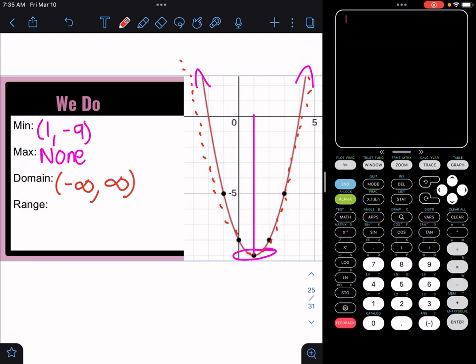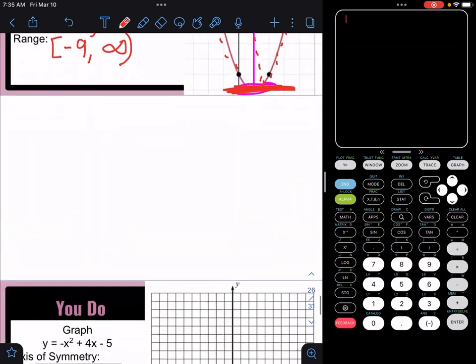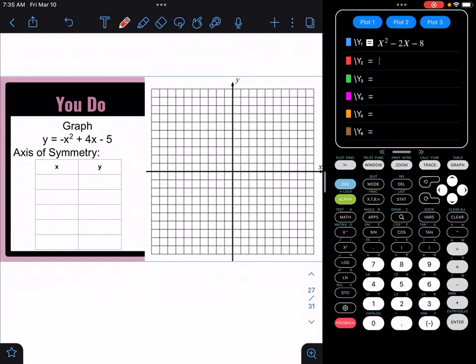Now the range is how low my graph goes. The lowest point on my graph right here is -9. So my range would be, the point is included, -9. And if I go up, up, up, up, up, I never know how high I'm going, so I'm putting infinity. Very nice.